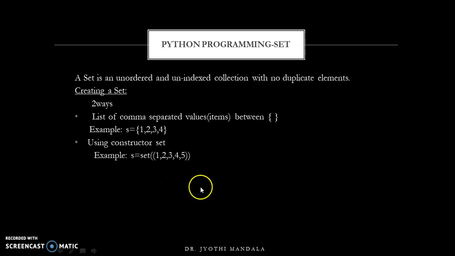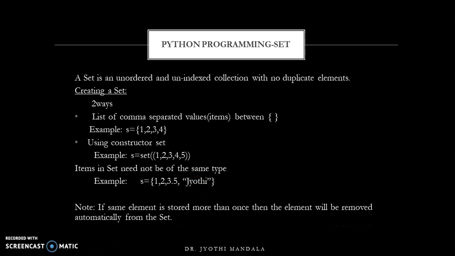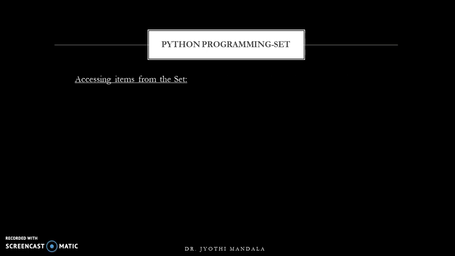Here is the example where I am using the set constructor and all the values should be passed in that constructor. Here you need to observe two parentheses. It is not required to store all the values of the same type. You can store different values in a set, similar to sequences. Here I am storing two integers, one float and one string value in a set. But it will not allow you to store duplicate values in a set. If you try to store a duplicate value in a set, it will be automatically deleted from the set. Right? Now how to access the elements from the set.